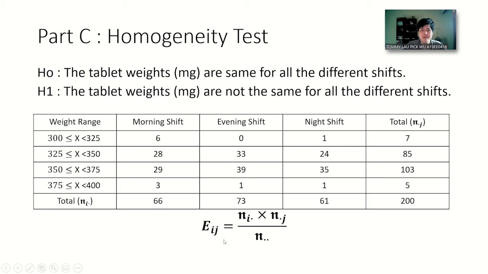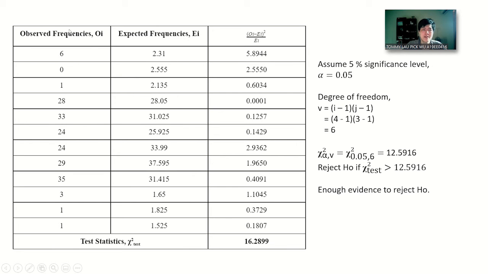To find the expected frequency, we will multiply the row frequency and the column frequency, then divide it by the total frequency of the data. Then we will get a table like this. Next, we subtract the expected frequency from the observed frequency, square it, and divide it by the expected frequency, and we will get a result like this for each of the observed frequencies. We sum them up, and we will get the test statistic, which is equal to 16.2899.